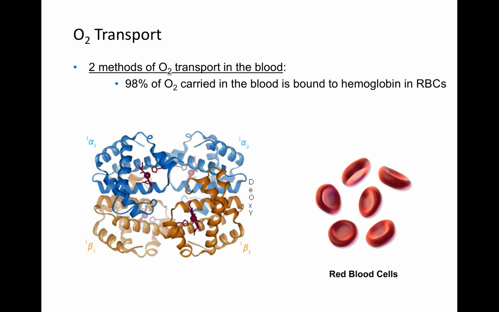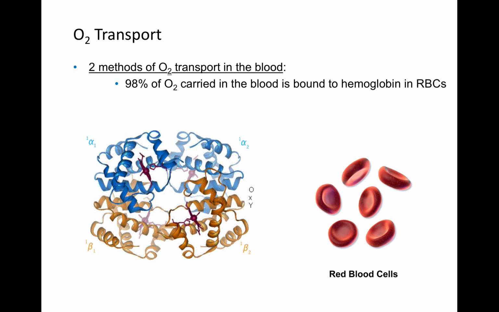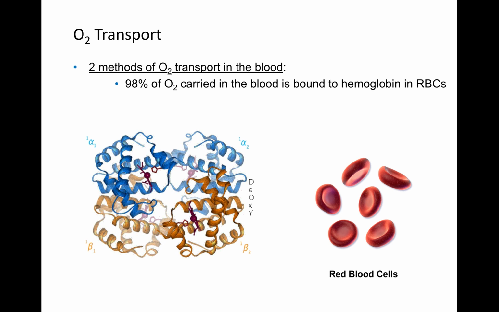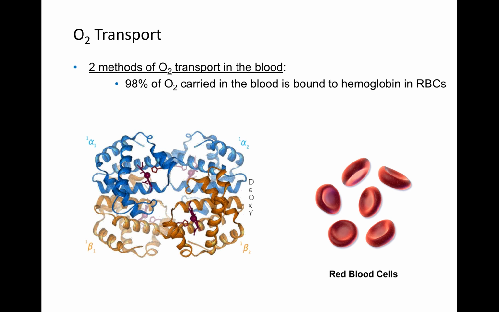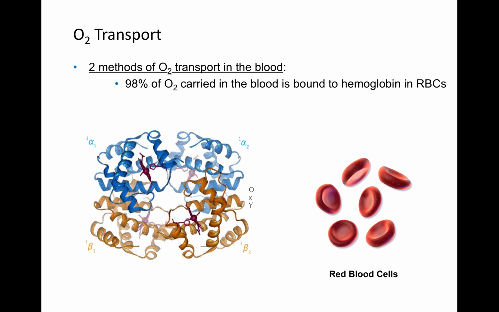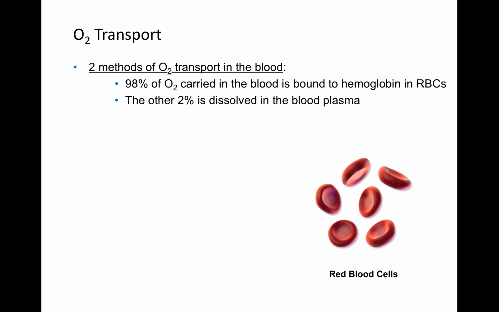Okay, 98% of the oxygen carried in the blood is bound to hemoglobin. Okay, and hemoglobin is that protein that is packed within the red blood cells shown on the right and actually gives those cells their color. Then the other 2% is simply dissolved in the plasma.